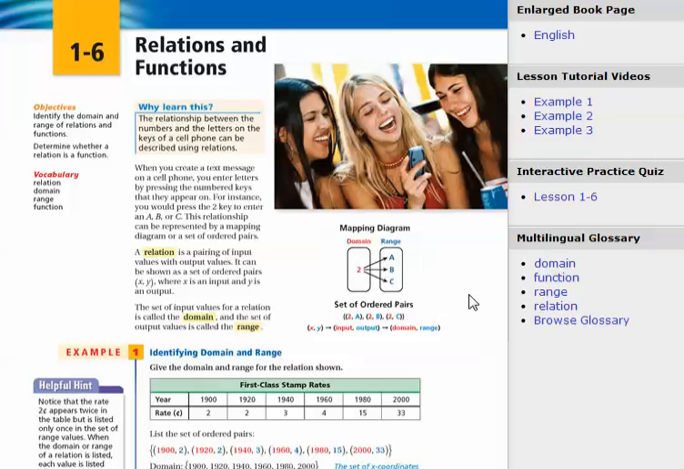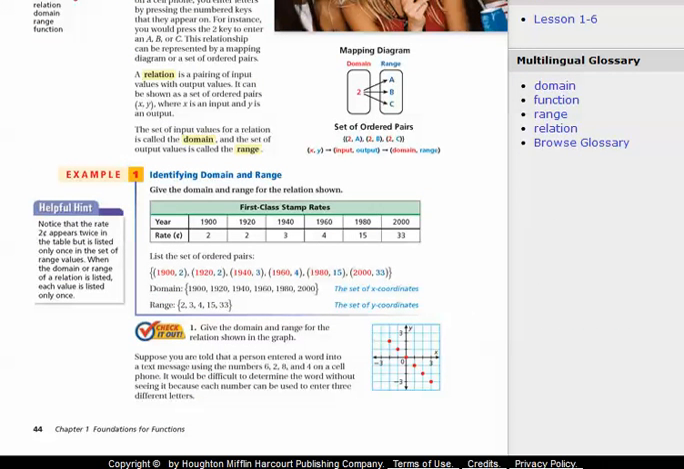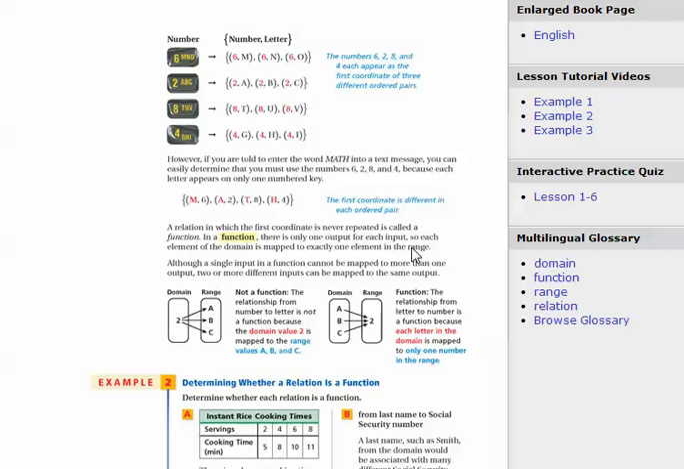You can see that right here. Part of this is just identifying the domain and range. The domain is typically going to be your top row here, and your range will be the bottom row, and they're just listing those things out. You can plot those points. Again, x is your domain, y is your range. Here's another example there.